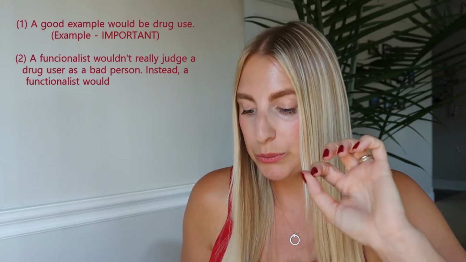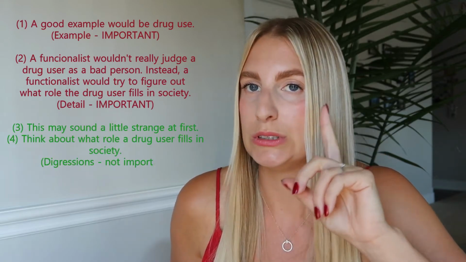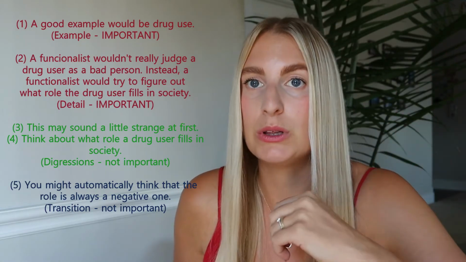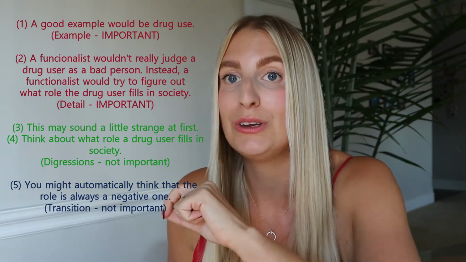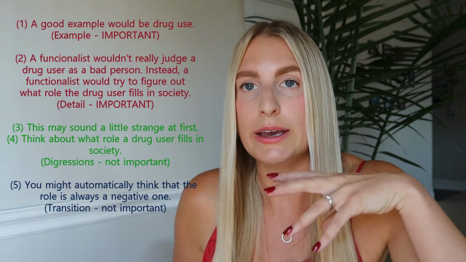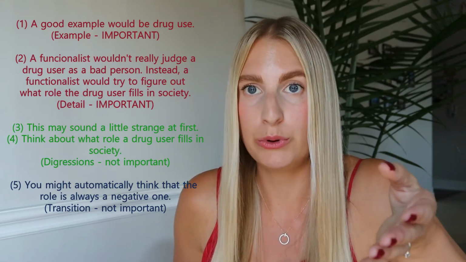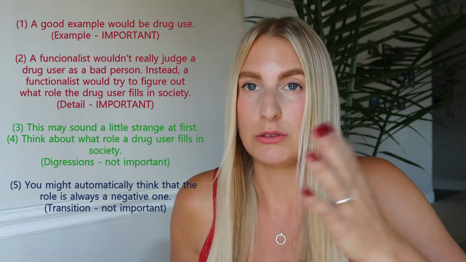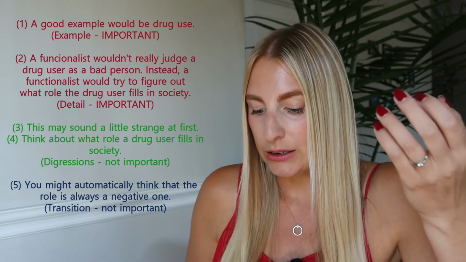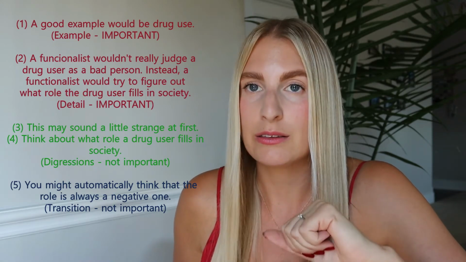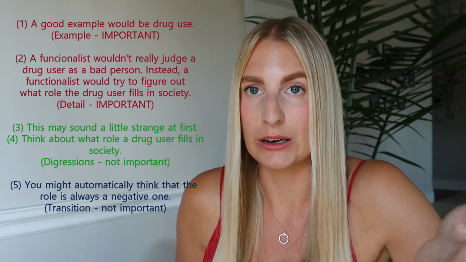The fourth paragraph starts with, a good example would be the drug use. So this is important for you, because this is an example for the topic, and the example is the drug use. So here, now you need to really focus and write it down. The second sentence gives you a detailed explanation of the example. So here the professor really talks about drug users, or let's say, drug consumers, and the third and fourth sentences are digressions, again not important for you. And sentence number 5 is a transition again to the next paragraph.